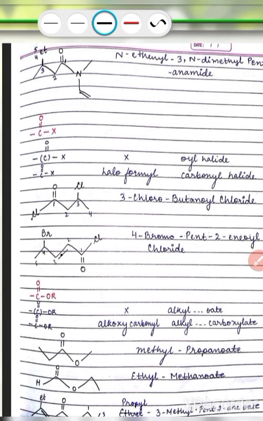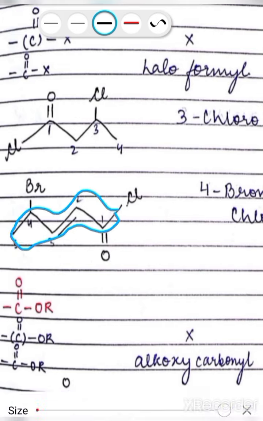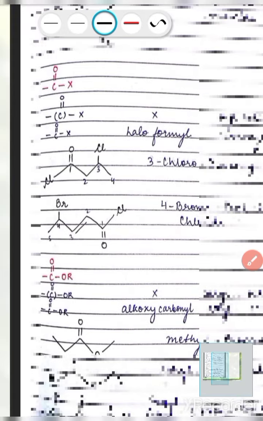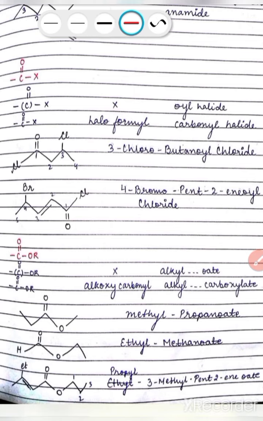Next example, this one. Our main parent carbon chain will be this, and our functional group is this, and this will act as substituent. So its name will be, at the fourth position we have a bromo group, so 4-bromo. The main parent carbon chain is of 5 carbons, so pent. At the second position we have an unsaturation, so 2-ene, and then oyl chloride.